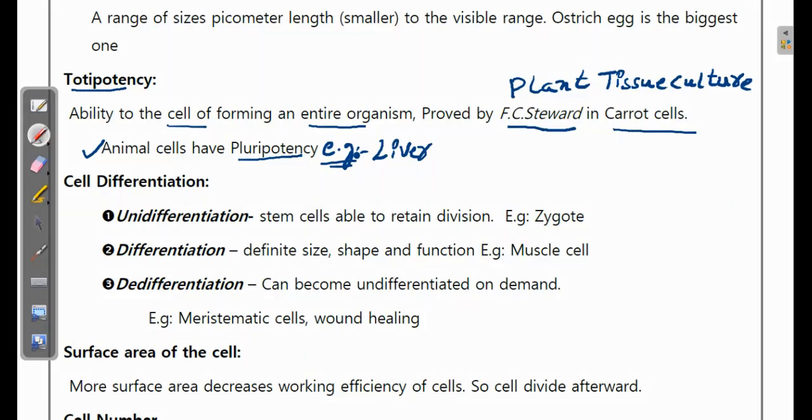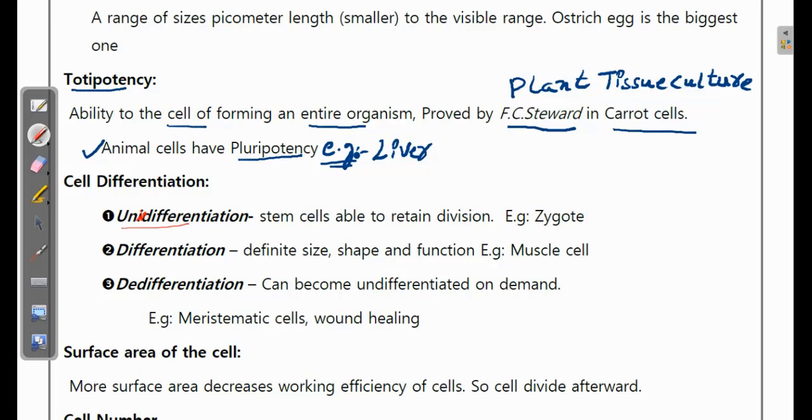Cell differentiation is the capacity of the cell to get differentiated, or to produce various forms. Cell differentiation is classified into three major types. So first is called undifferentiation.